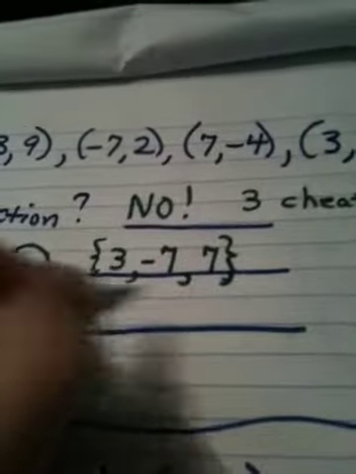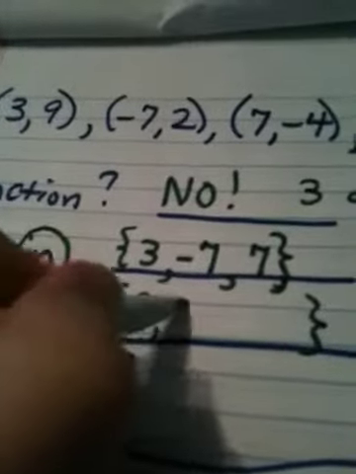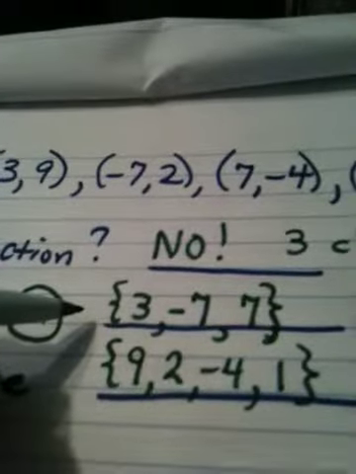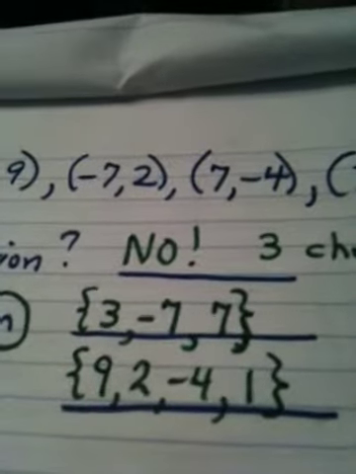And the final question, what is the range? The range is the set of outputs. That would be 9, 2, negative 4, and 1. And to be mathematically correct, domain is a set, so you technically should put set brackets. And range is also a set, so you should put set brackets.